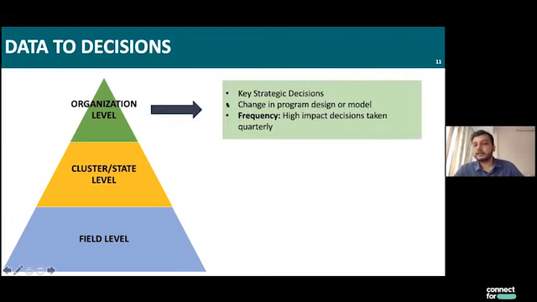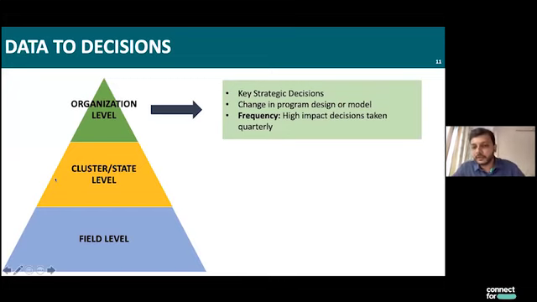At the organizational level, these are high impact decisions taken quarterly, but these are key strategic decisions which will change your program. So if you have a certain hypothesis about the program before starting it, your measurement framework can be modeled in such a way that you get answers to your questions during the year. And when you go back to changing some aspects of the program, you have the data handy to take these key strategic decisions.